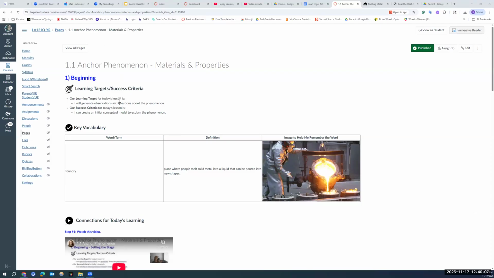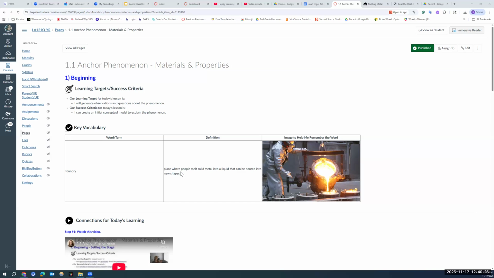Our learning target for today's lesson is: I will generate observations and questions about a phenomenon. Our success criteria for today's lesson is: I can create an initial conceptual model to explain the phenomenon.